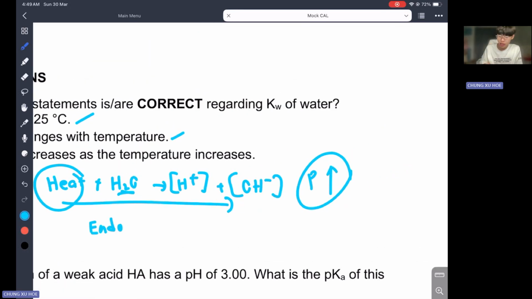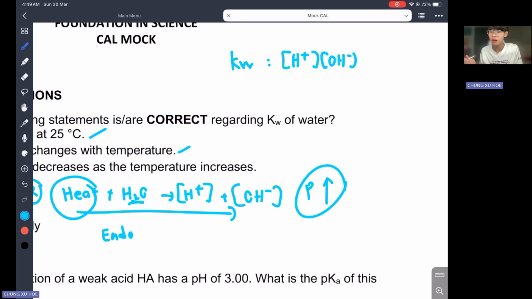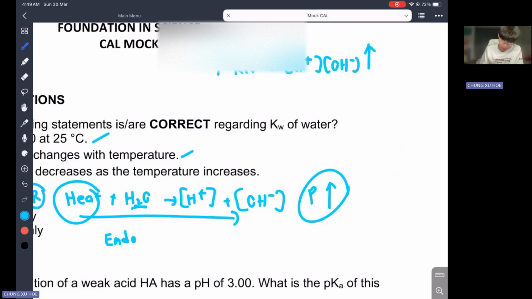Why? Here is the equation that comes out. My Kw is actually equal to my H plus concentration times my OH minus concentration. They vary directly. So you need to know the relationship between Kw and the H plus and OH minus ions, pH, pKa, pKb, and pKw. Ka, Kb, Kw. It's very, very, very important for you to know them, because the exam will come and ask.